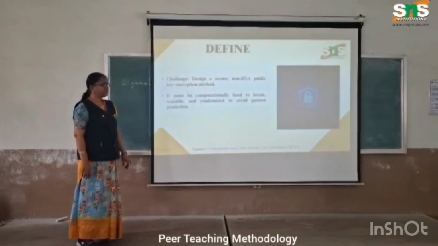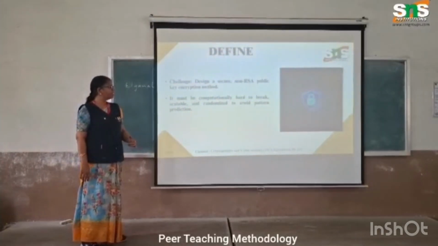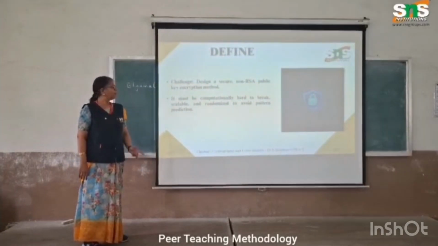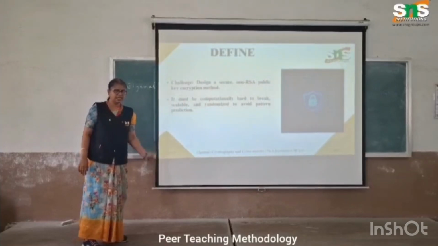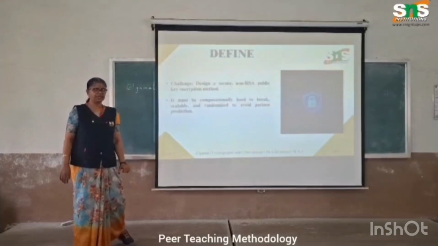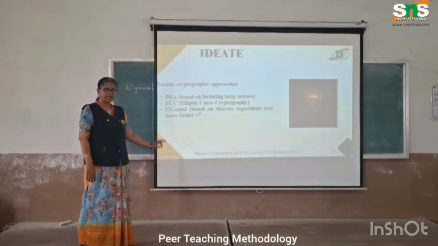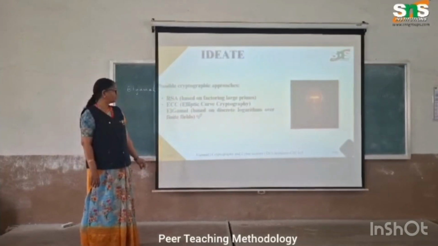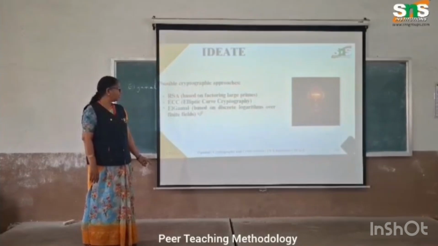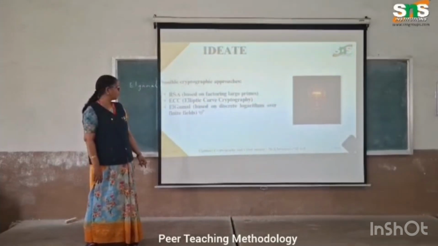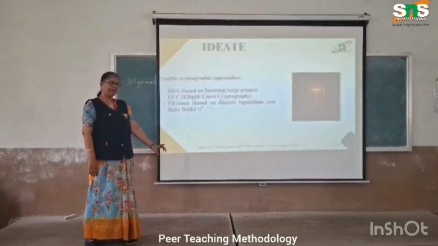So what is my definition? We have to design a secure non-RSA public key encryption. So what is my idea? Here, there are three ideas I have narrated: one is RSA, the second one is elliptic curve cryptography, and the third one is ElGamal. So we go for ElGamal.